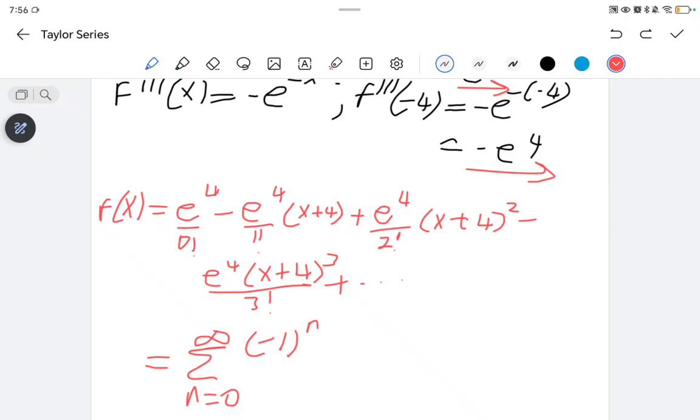Then I realize that e to the 4 remains the same. I have e to the 4. Then I check the denominator. It's 0 factorial, 1, 2, 3. So this will be n factorial. Then I check this one is x plus 4. Then the exponents increase by 1. 1, 2, 3. So it's n. You see, right? So this will be the formula for this one, for e to the minus x. So this is the Taylor formula.